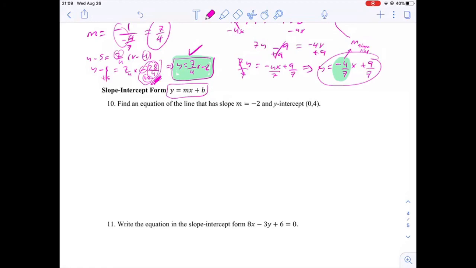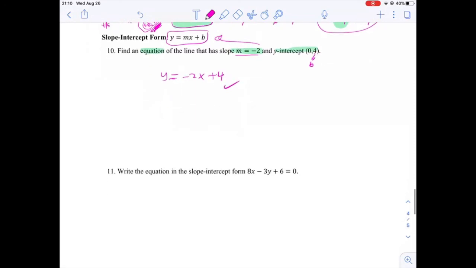Okay, now slope-intercept form. This form, as we described, is called slope-intercept. Now we want to find the equation of the line that has a slope m equals -2 and y-intercept 0, 4. 0, 4, that means b is 4. And this is the slope, so all we need to do is just plug this information into the equation. So y equals mx plus b, b is 4, and that's it.